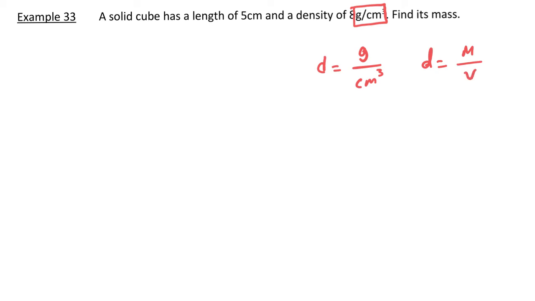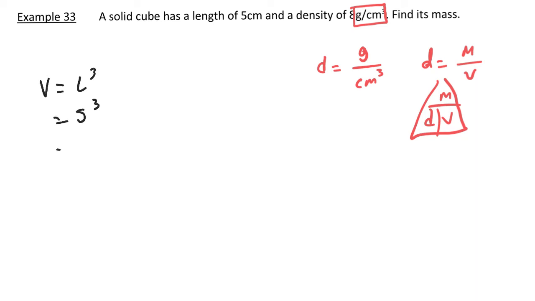So from that we can determine a triangle, a mass density volume triangle. So density is mass over volume. Then from there we can work out, if we're looking to get the mass, it's going to be density times volume. So what we need to do then is work out the volume of this cube. So volume of a cube is L cubed. So that's going to be 5 cubed, which is 125 cubic centimetres.